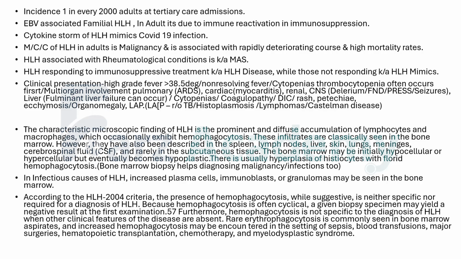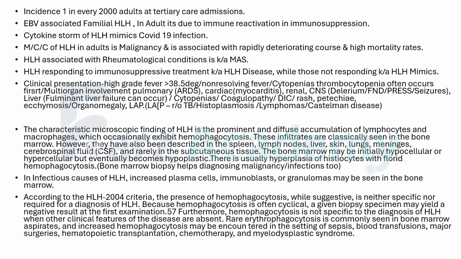Cytopenias, again, in three lines out of three lines, thrombocytopenia is the first one you might notice. Again, sepsis causes thrombocytopenia, so whether it is HLH related or sepsis related, it's difficult to tell. Multi-organ involvement: it may present as ARDS in the lung. In the heart, it may present as myocarditis, reduced EF. In the kidney, dysfunction, AKI.